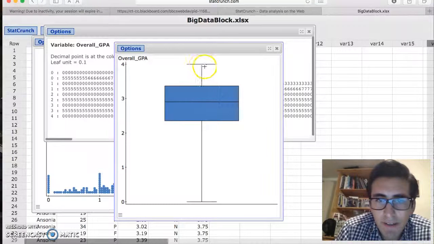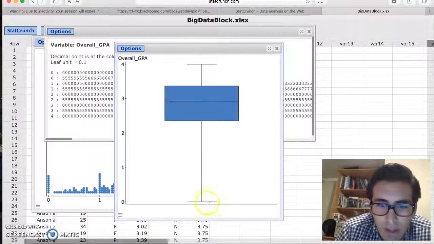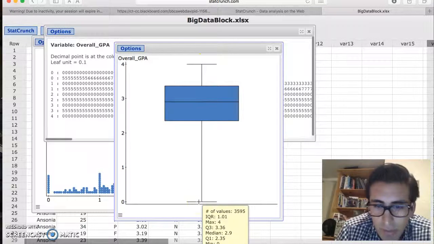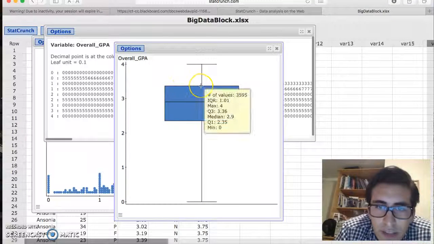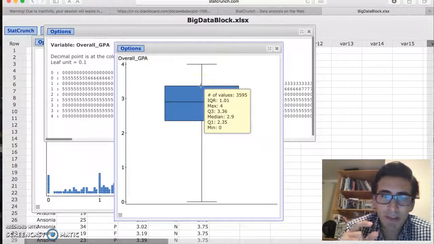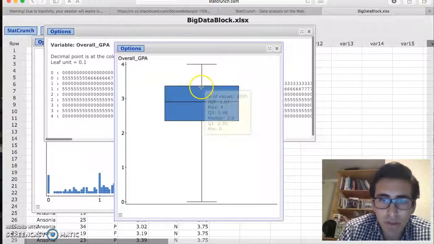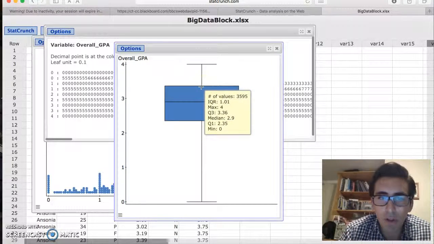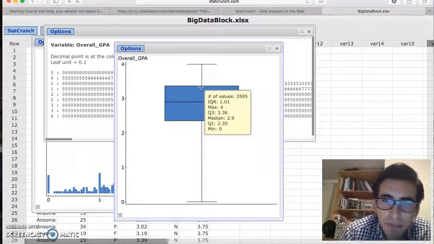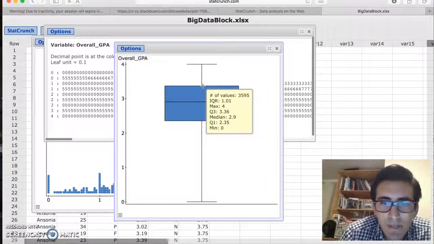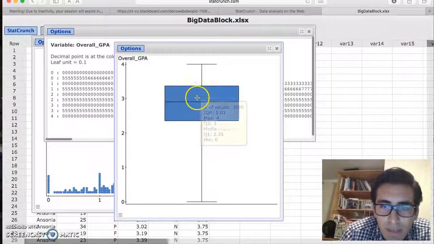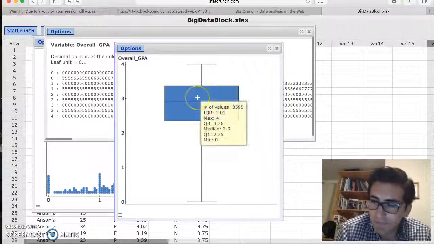here, this bar here is the highest number, which is a 4, and here's the lowest number, which is the minimum, which is a 0. But what I like about this graph is the IQR, which is basically the middle 50th percentile, is shaded in blue, so you could see where the middle half of all the people fall into, which is the majority of people, and that's between Q3 and Q1. Q3 being a 3.36, Q1 being a 2.35, and then the median, which is this middle line, is a 2.9.